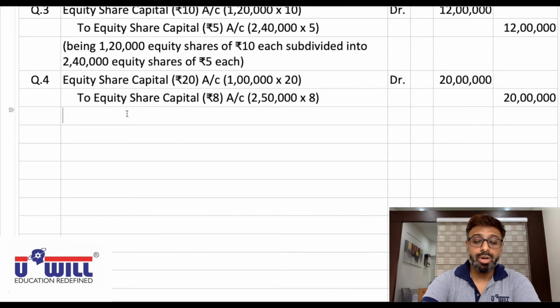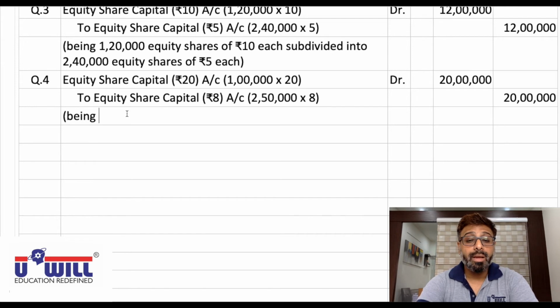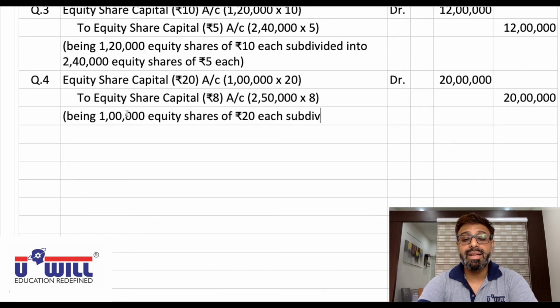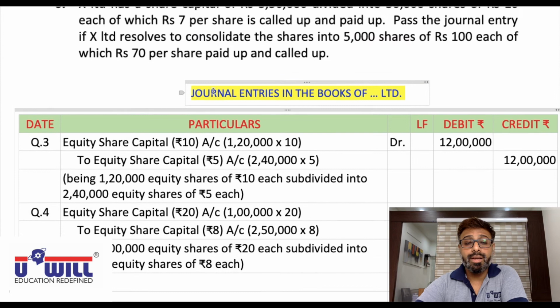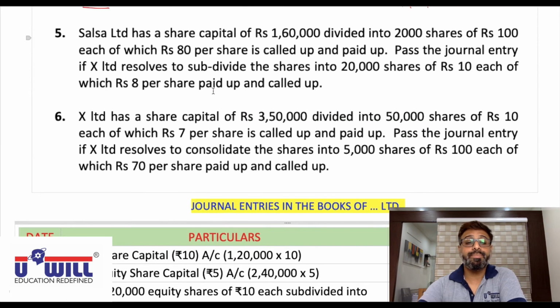So I hope everyone is confident with this alteration now. Being 1 lakh equity shares of rupees 20 each subdivided into 2,50,000 equity shares of rupees 8 each. All of you are clear with this question? Now look at question number 5.